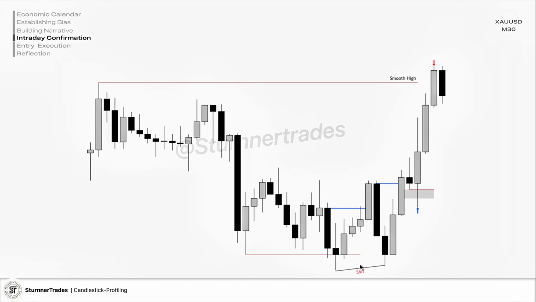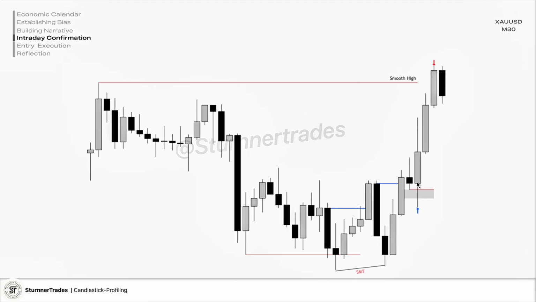Now, price dipped again and almost ran the low, but we had SMT divergence. The correlated pair took the low, but gold made a higher high, which added to our bullish confluence. Right after that, we got an intraday CSD, and immediately after, a fair value gap printed. Now, that fair value gap became my intraday key level. Price retraced back into that FVG, and I executed right there inside that candle.